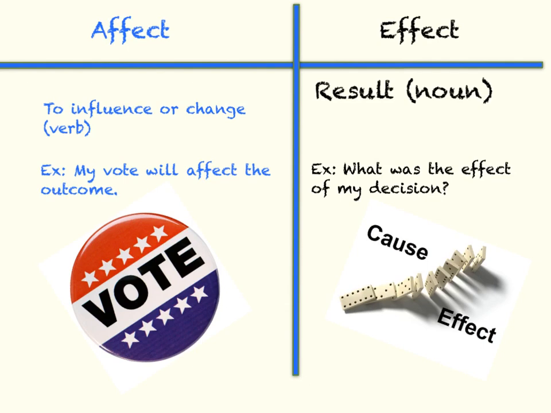In our next example, affect and effect, you find two words that are often commonly pronounced the same. The first word, affect, means to influence or change. It's a verb. The example would be, my vote will affect the outcome. The second one, effect, is a noun. It means a result. The example would be, what was the effect of my decision, as in cause and effect.